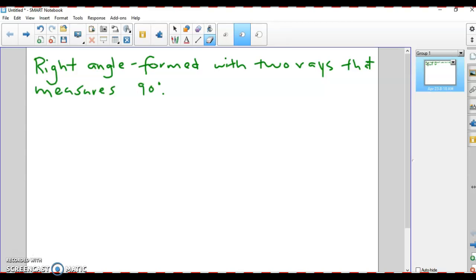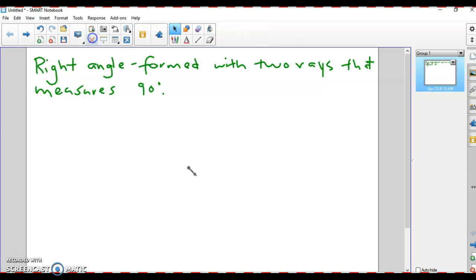We'll learn about protractors in a couple of days and how to use them. But for right now, a 90-degree angle is going to be classified or identified as a right angle. So next up, I'm going to show you what a ray looks like, because that's the other word that we need to really know. We're talking about angles here.